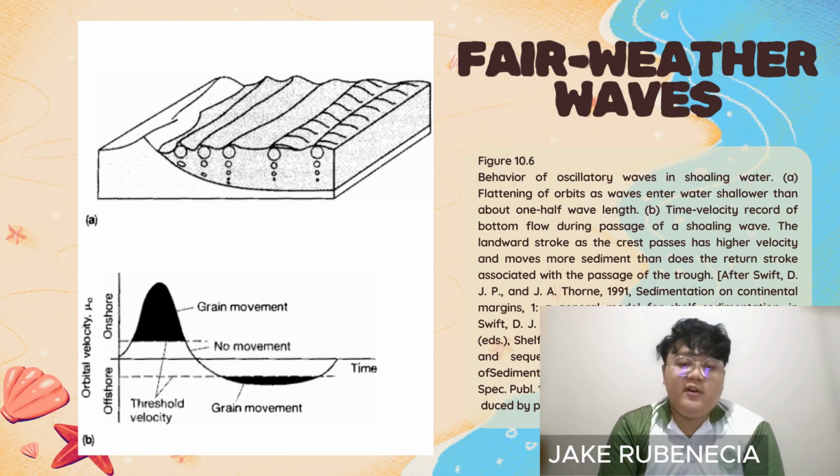Then on the next figure, behavior of oscillatory waves in shallow water, flattening of orbits as the wave enters water shallower than about 1/2 wavelength. Then time velocity record of bottom flow during passage of a shallow wave. The landward stroke as the crest passes has higher velocity and moves more sediment than the return stroke associated with the passage of the trough.